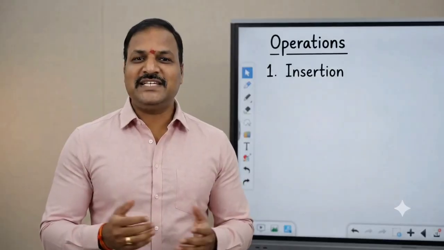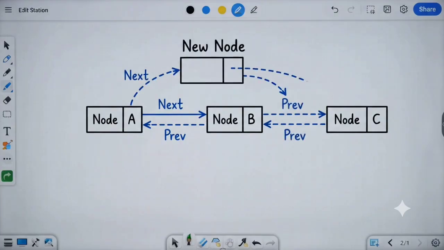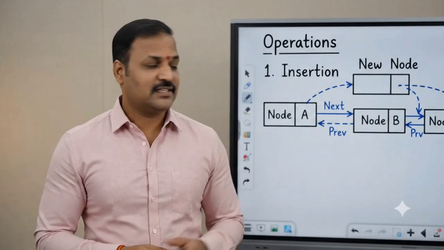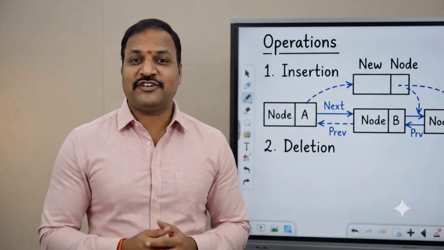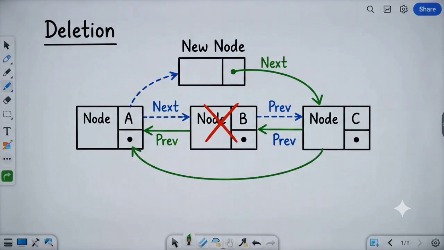Now let's discuss basic operations. To insert a node, we just adjust 4 pointers. Deletion is also very straightforward. We simply bypass the node.